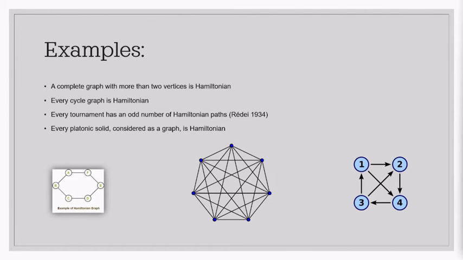Here are some examples: a complete graph with more than two vertices is Hamiltonian, every cycle graph is Hamiltonian, every tournament has an odd number of Hamiltonian paths, and every Platonic solid, considered as a graph, is Hamiltonian.